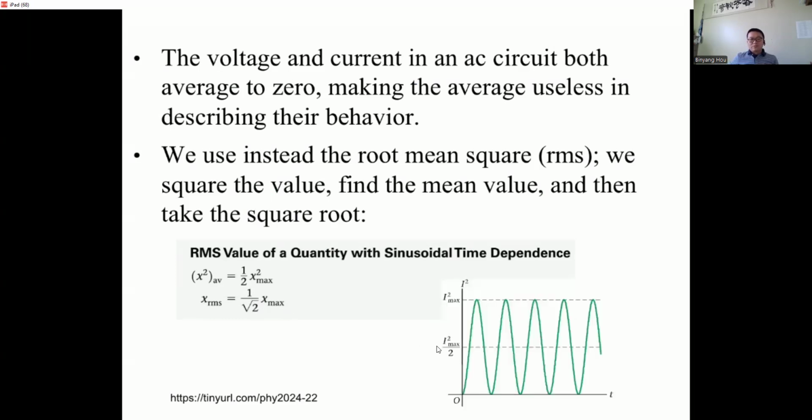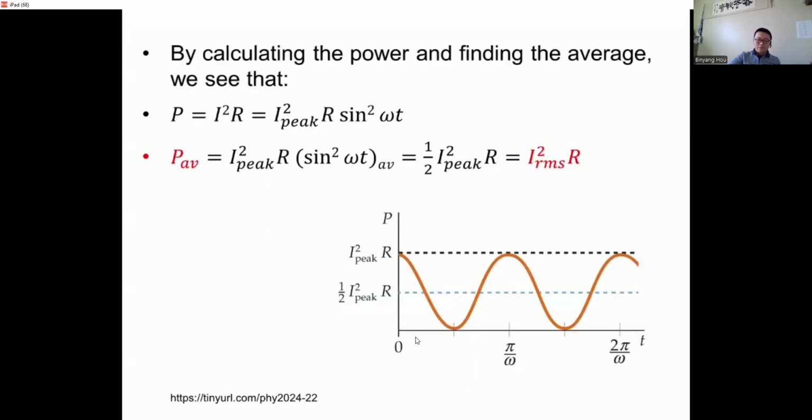So this is what happens when you square it. Then it's all positive, and the average will be halfway. So you actually have the maximum being squared and then divided by 2, and then you take a square root.